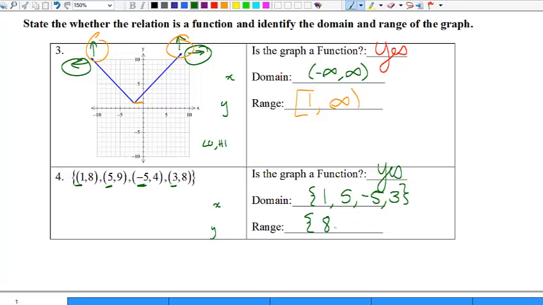The range in this case is going to be y values. So we have 8, 9, 4, and 8. Do I really need to write 8 twice? Probably not. If you did, you're not going to lose any points, but it seems redundant, so I'm not going to do it. Is it okay that the 8 was repeated for the function? Sure it is. 1 is trying to date 8, 3 is trying to date 8, and the y values can date more than 1 at a time.